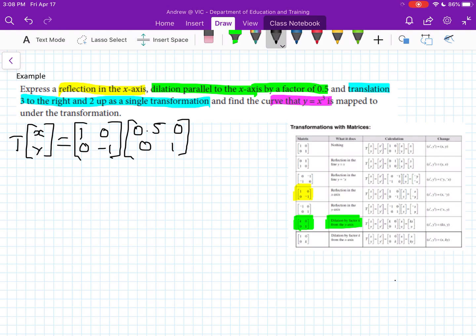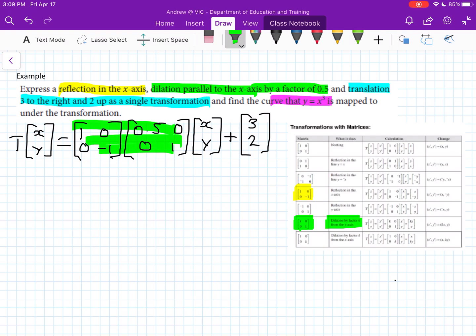Then our next one's our translation. We put our x and y here, because remember, your translation is plussing these x and y values. This is 3 to the right, so that's positive 3 here, and 2 up, so that's positive 2 there. Remember, x is left and right, y is up and down. So these are all our matrices. Now we need to combine these two matrices as our next step, which is combining those two.